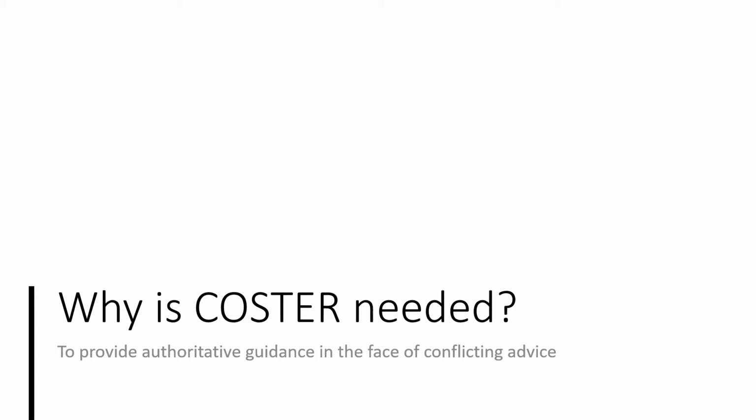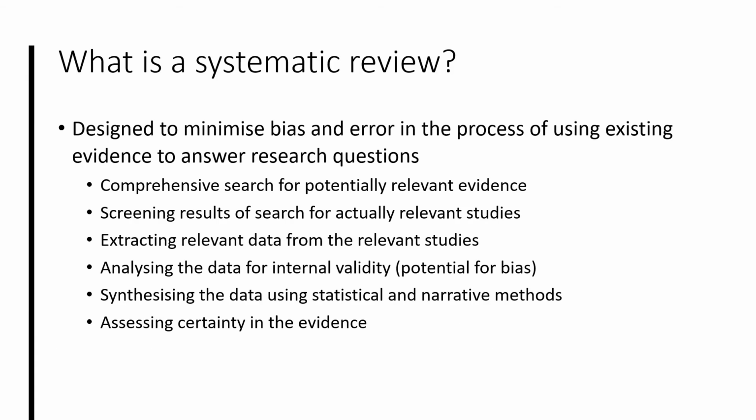So our second question is, why is a standard like COSTER even needed? And the reason is there is a need for authoritative guidance in the face of conflicting advice about how to do systematic reviews. As a reminder of what systematic review is, it is a methodology designed to minimize bias and error in the process of using existing evidence to answer research questions, and it consists of a number of well-defined steps that ensure the results of a review are objective and transparent.